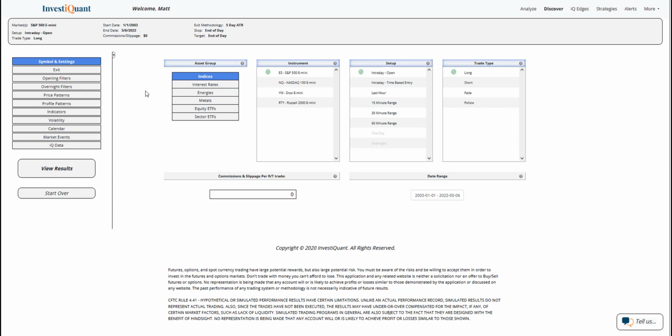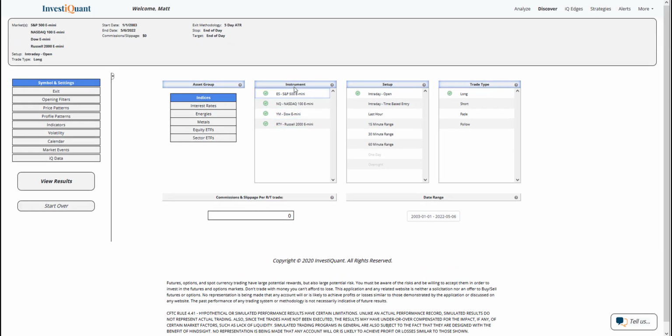Today is the non-farm payrolls report. So we've seen some weakness coming into it, and that's what we're going to be looking at this morning and discover for today's Daily IQ. Let me go ahead and grab all four instruments.